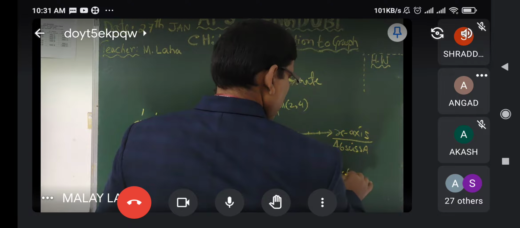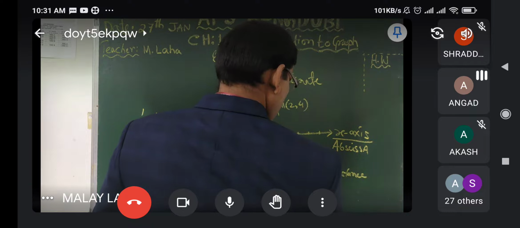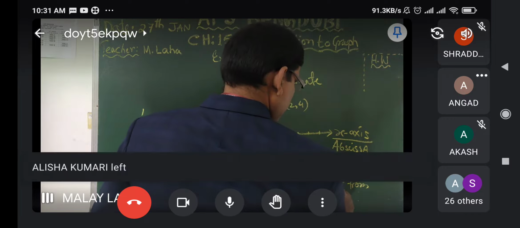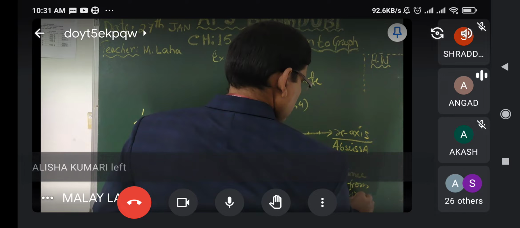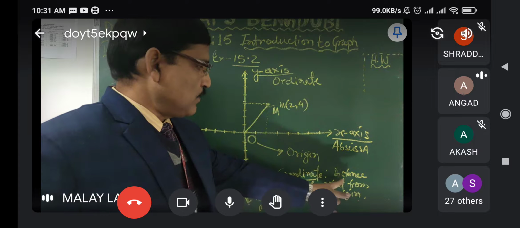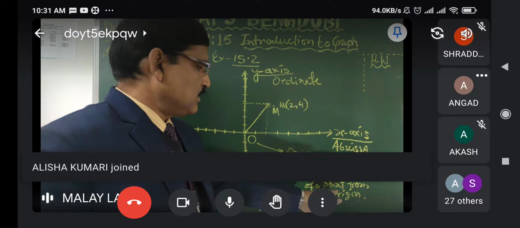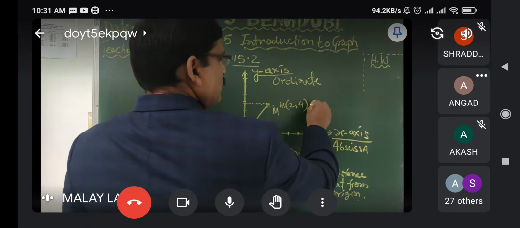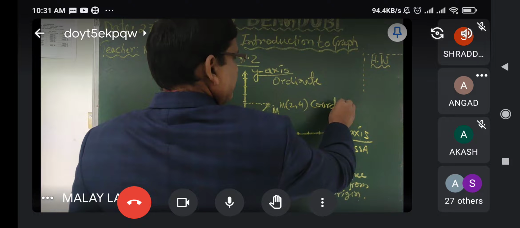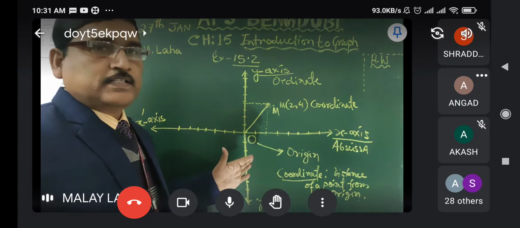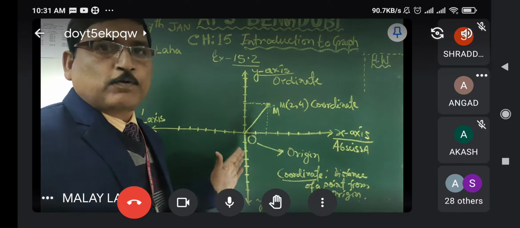Distance of a point from origin. Can you see this writing part? Can you see, all of you? Distance of a point from origin. That distance is called coordinate. So this is the introductory part. Unless you are acquainted with the graph paper, we cannot find out.